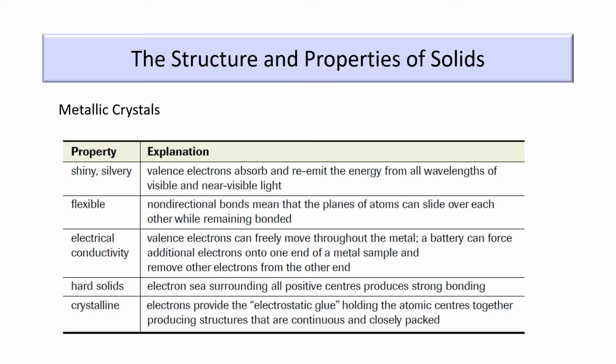Hard solids: the electron sea surrounding all positive centers produces strong bonding. Crystalline: electrons provide the electrostatic glue holding the atomic centers together, producing structures that are continuous and closely packed.